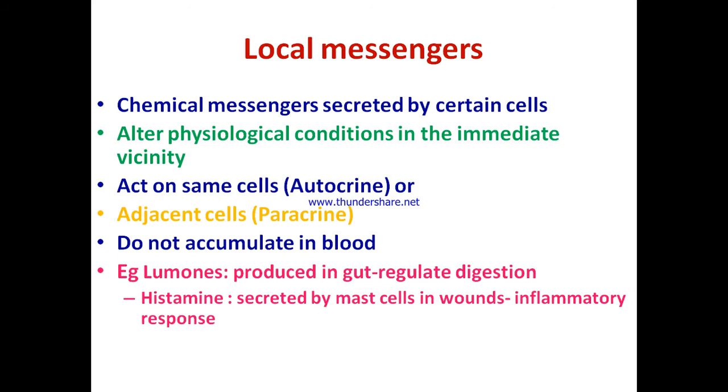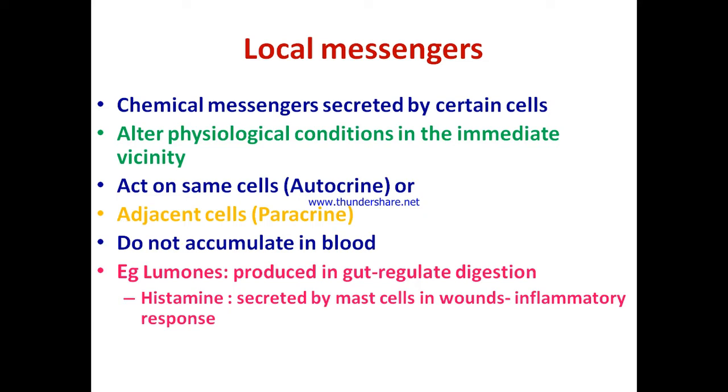The local messengers are chemical messengers secreted by certain cells, and their action is on the cells around the cells which secrete them. This alters the physiological conditions in the immediate vicinity, acting on the nearby or neighboring cells. They might also act on the same cell which secreted them, and then it is called autocrine control. Or they might act on the cells adjacent to the cells which secrete them. That sort of action is called paracrine action.